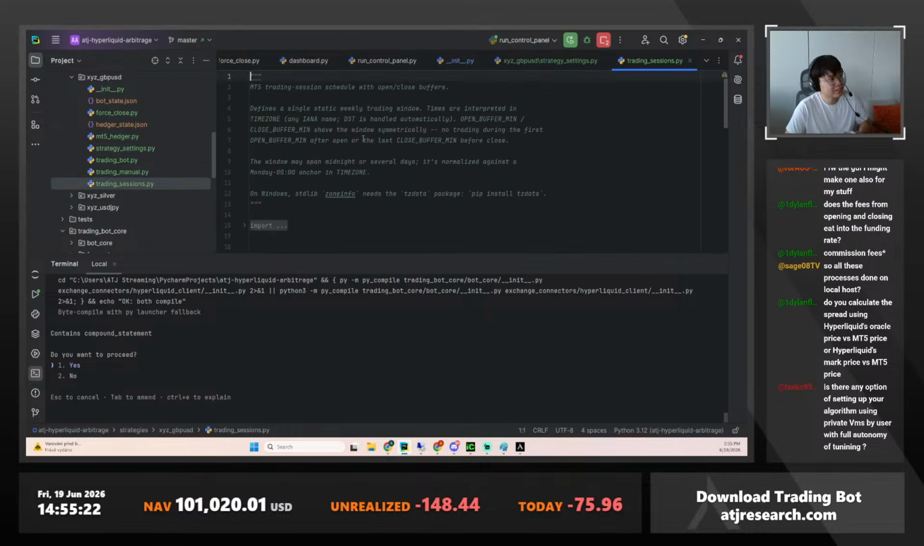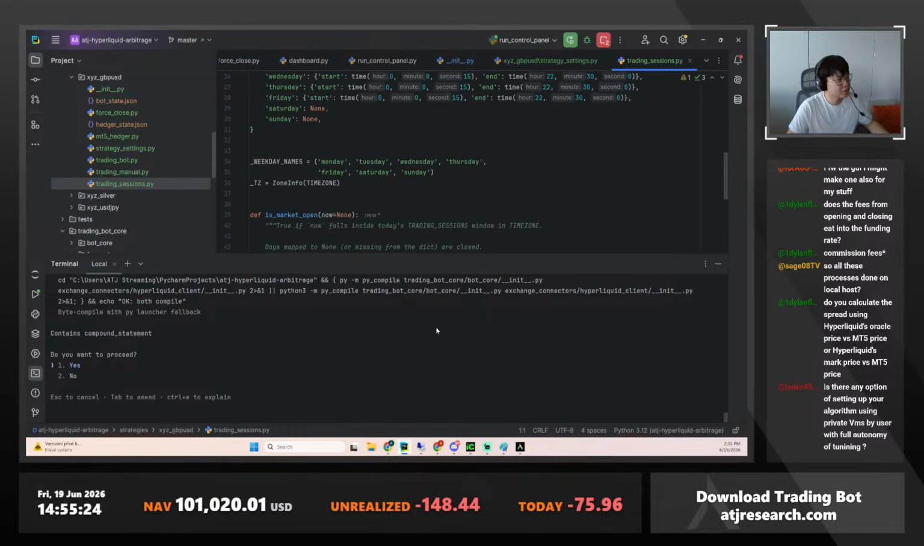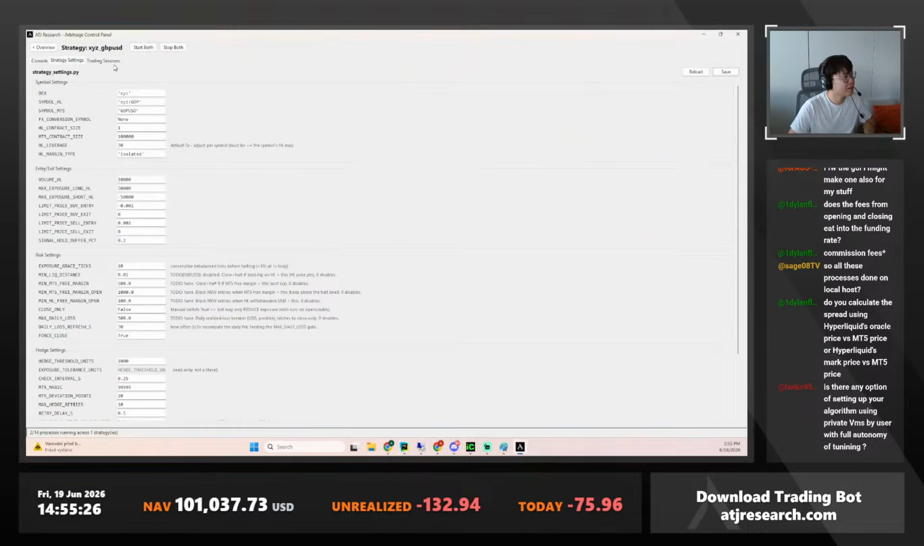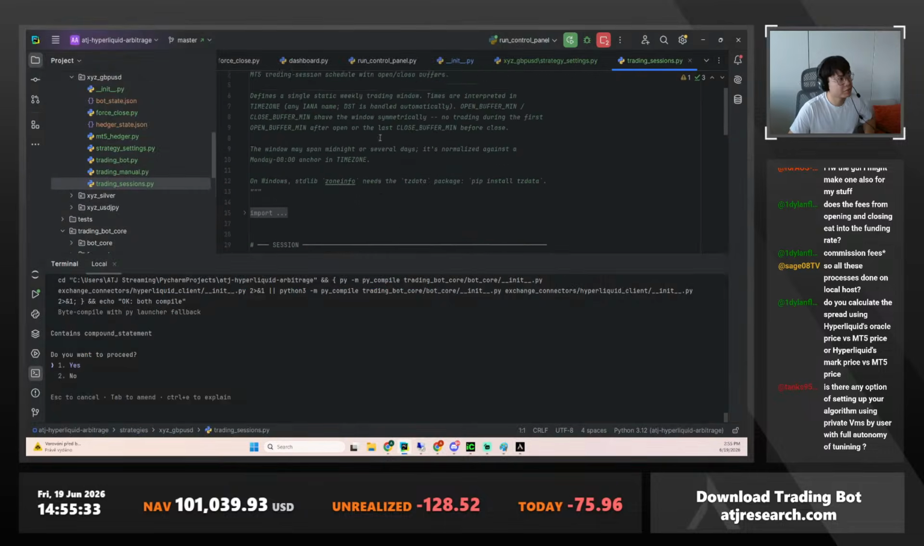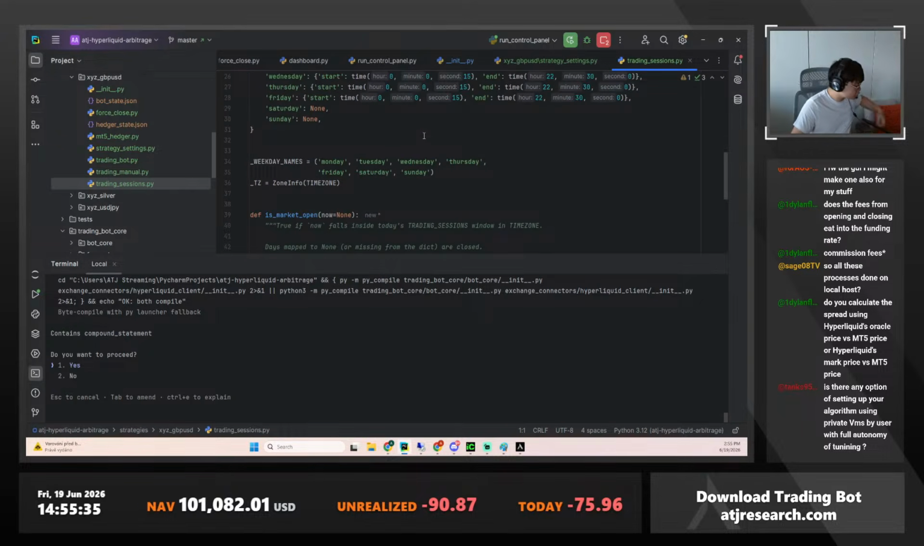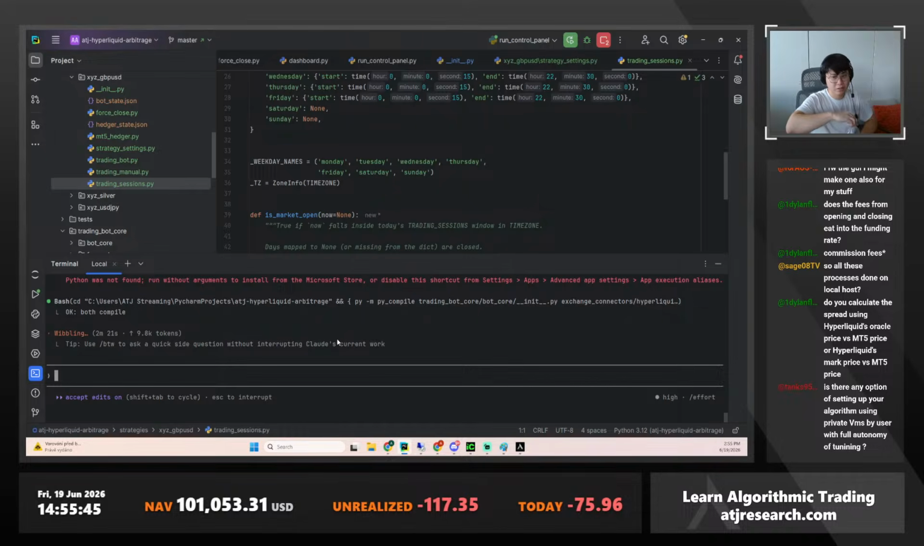You also have trading sessions where you can set up when it should trade and when not. You can either set them up using this interface, or edit them from this Python file, right? In the future, I will create an option to import strategies, so you would import a folder or configuration files, and there's a lot of customization available for you.